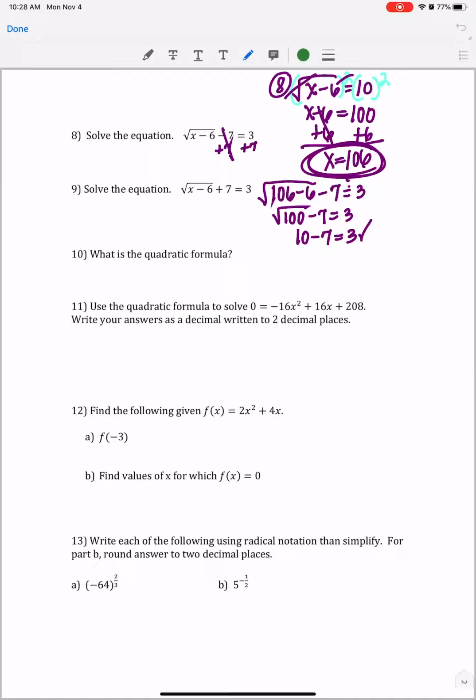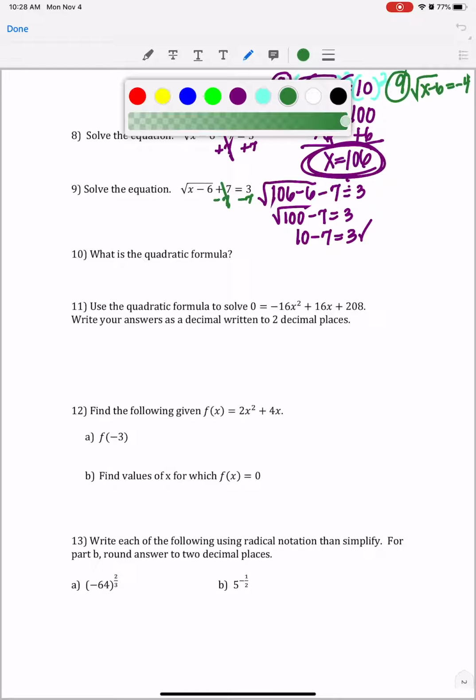Now let's try this again on 9. I'm going to try and squeeze 9 in right here. So same thing, you've got to isolate the radical. So this time, because we're adding 7, we're going to subtract 7 over. So I'm going to be left with the square root of x minus 6 equals 3 minus 7, which is negative 4.